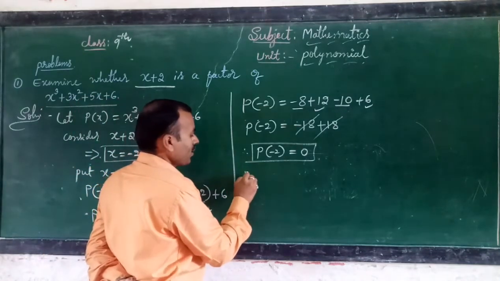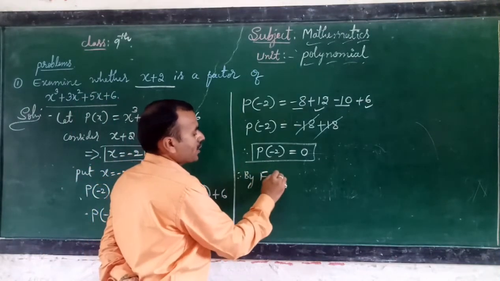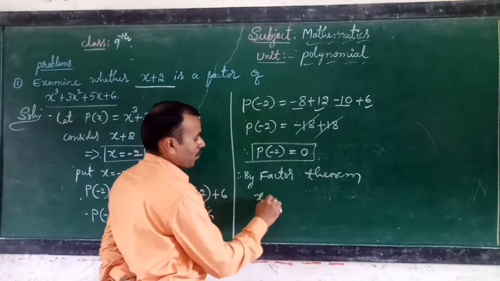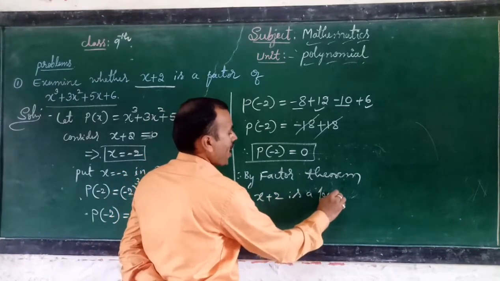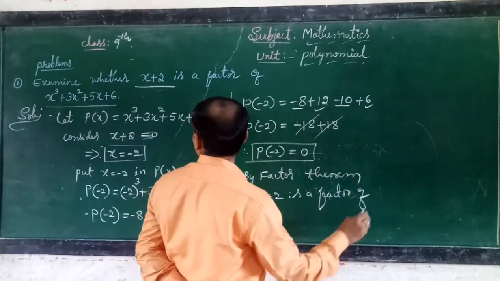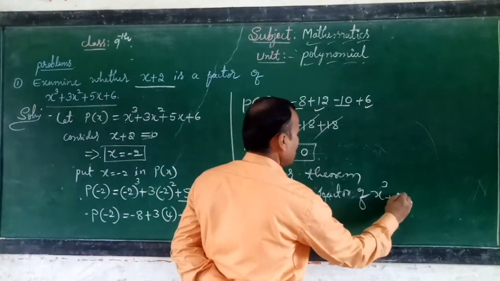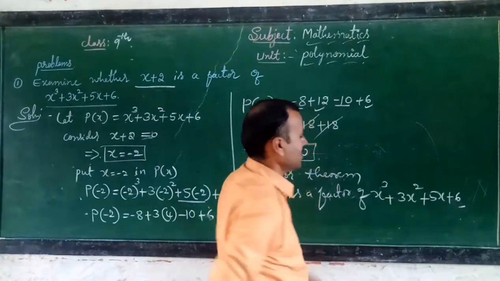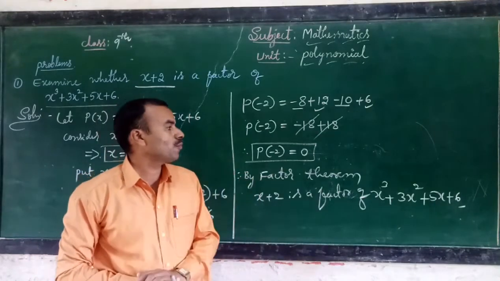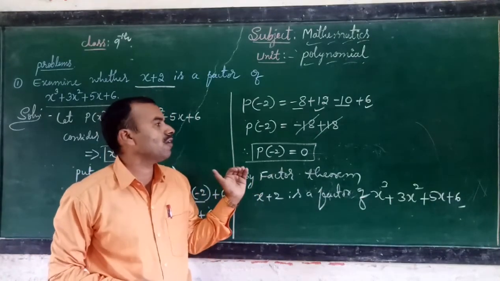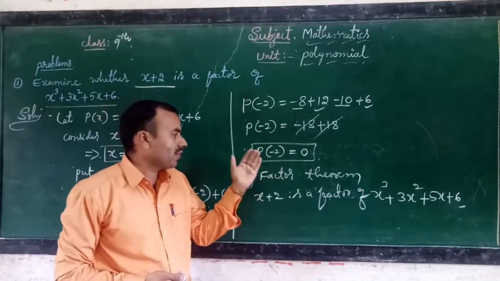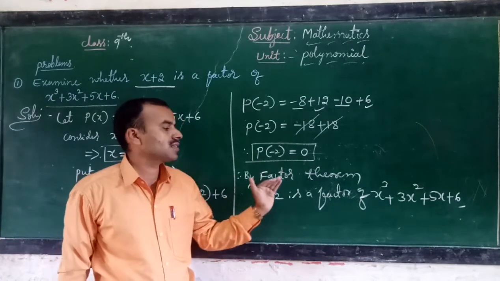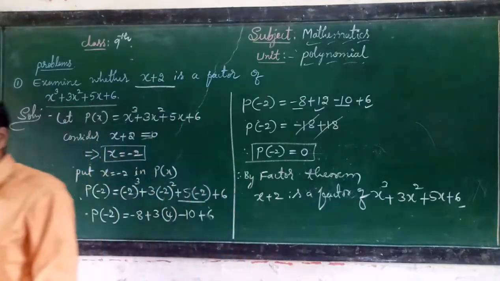Therefore, by the factor theorem, x plus 2 is a factor of x cube plus 3x square plus 5x plus 6. This is a simple problem. Just put the value of x in P of x. If we get 0, then according to the factor theorem, the given g of x is a factor of P of x.